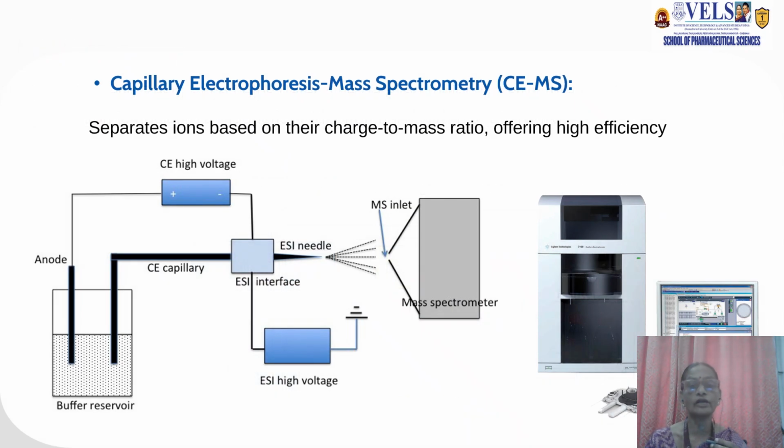Coming to capillary electrophoresis mass spectroscopy, here the separation of ionic compounds is done under the influence of an electric field. There is an anode and a high voltage is applied. When the compounds are separated, this is coupled with mass spectroscopy. In mass spectroscopy, the compounds can be identified based upon the mass to charge ratio, offering a high efficiency separation.